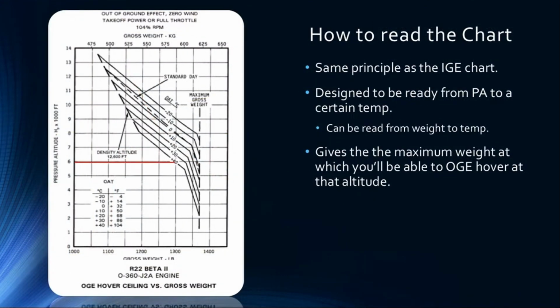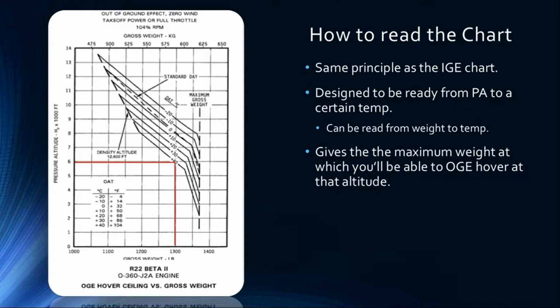Now, we're looking at the same principles as far as how to read the chart. You go from pressure altitude to a temperature, and that gives you your weight that you would be able to out of ground effect hover at in this case. You can do the same thing, you can read it different ways. You can use an altitude and a weight to show you a temperature that would be required in order to hover. You can use a weight and a temperature to show you an altitude that you would be limited to, so on and so forth. You can read this chart in different ways, but the student needs to understand that it's designed and meant to be read from pressure altitude to temperature to allowable gross weight.